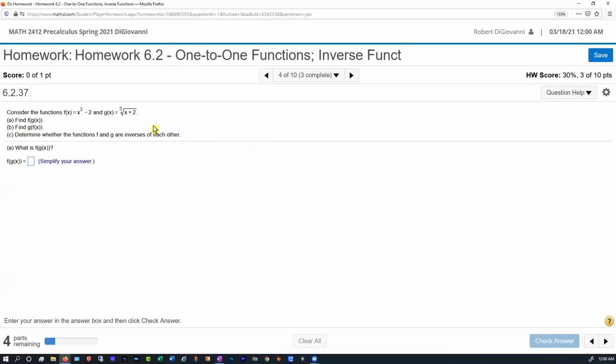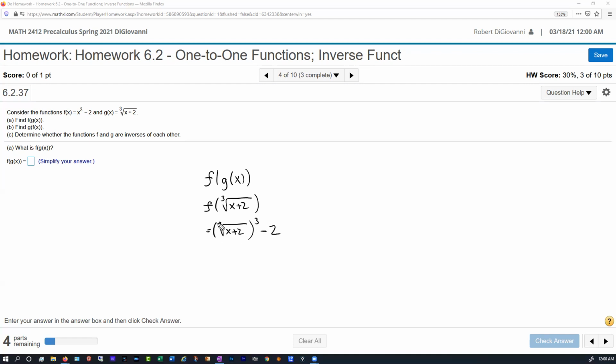Consider the functions f of x equals x cubed minus 2 and g of x equals the cube root of x plus 2. Find f of g of x, find g of f of x, determine whether they are inverse functions. So first we're going to find what f of g of x is. We're going to take the f function and plug the g function into it. That means we take this expression and plug it in right here to this x. So we get the cube root of x plus 2, but we cube that and then subtract 2.